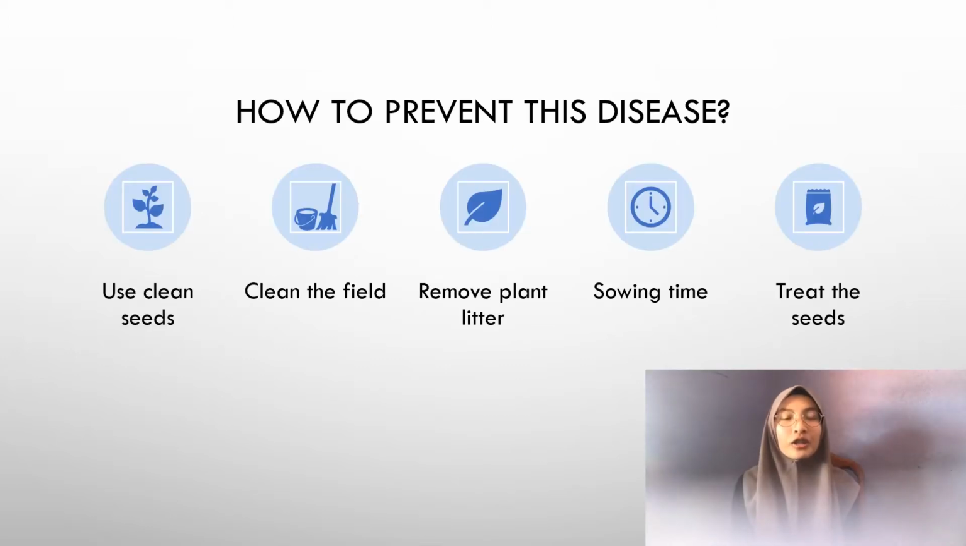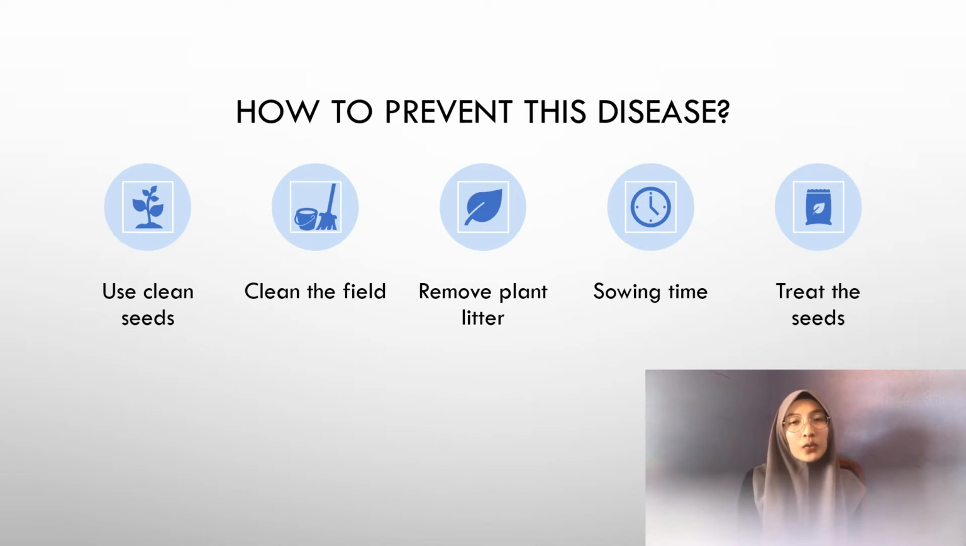How to control and prevent this disease? First of all, we need to use clean seeds. We need to clean the seeds before use to avoid any disease attacking our plants. Second is to clean the field. We need to make sure the field is clean immediately after harvest or off-season cultivation of a crop.